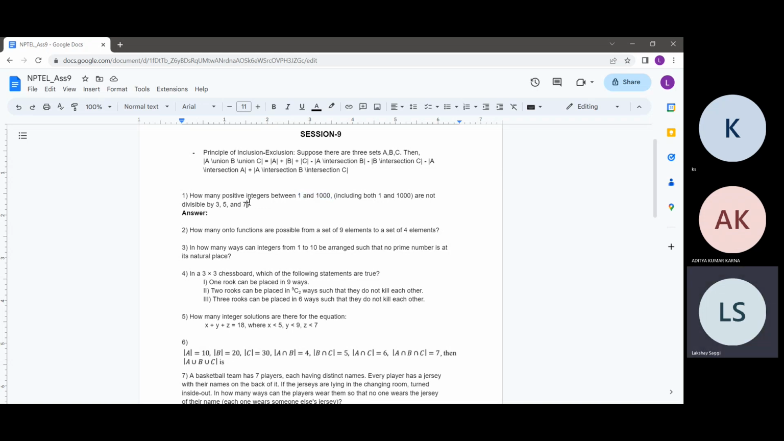So what we actually want is, let's say we take three sets: one set of numbers divisible by 3, one divisible by 7, and one divisible by 5. Then what we want is the intersection of the negations of these sets. So basically, we want the number of elements which are not divisible by 3, 5, and 7, all of these. So this is what you want.